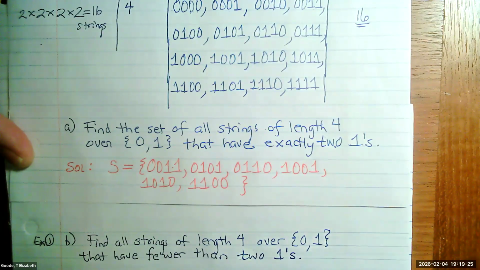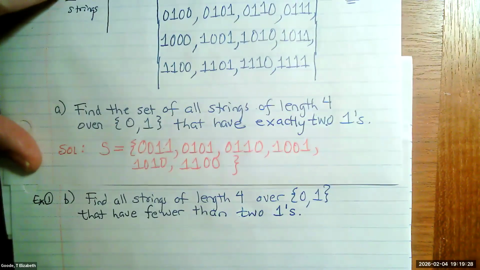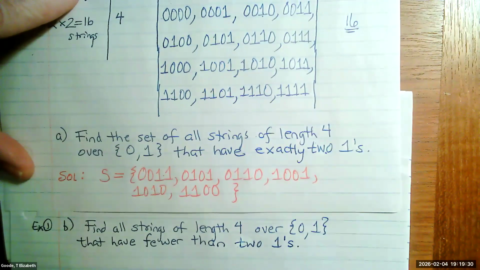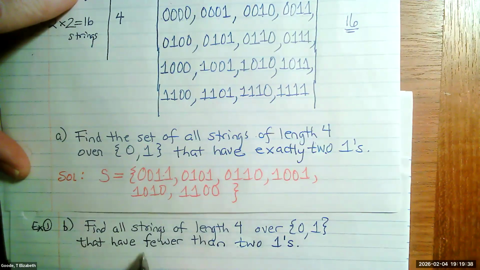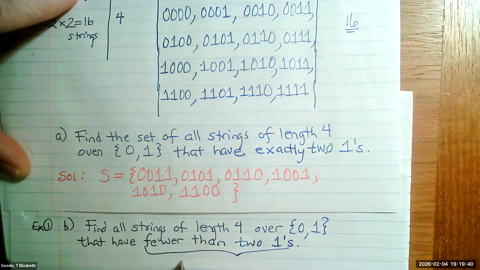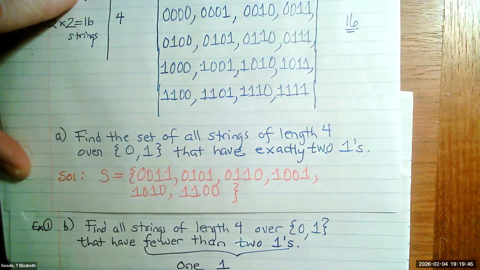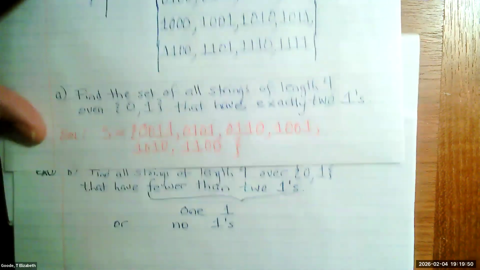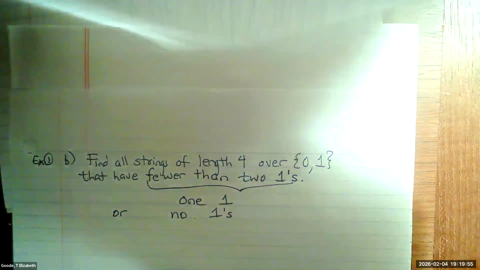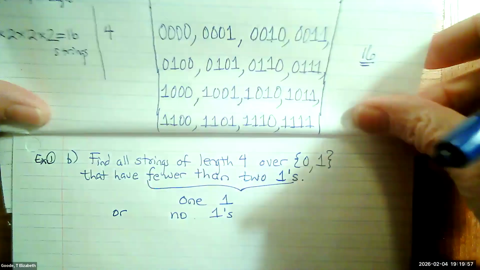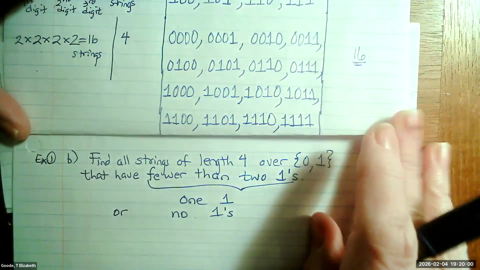So what does it mean to have fewer than two ones? That means having three 0s, or four 0s? Fewer than two ones means one 1 or no ones, right? Because if it doesn't have any ones, it's got fewer than two. Do you agree? So only one 1 or no ones.